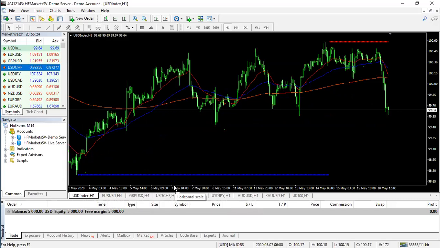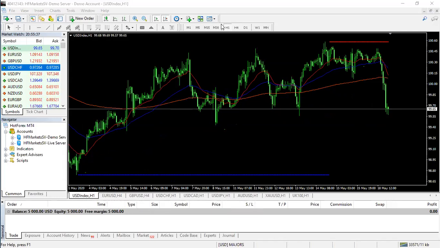Okay? Any other question? Someone had raised a hand. Any questions on trend lines? Any questions on support, resistance, anything? Okay. On the USD index.